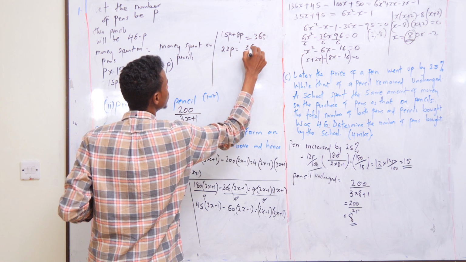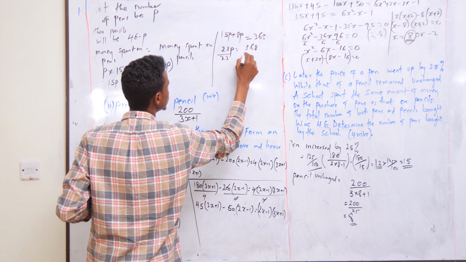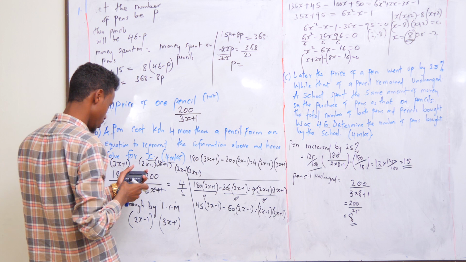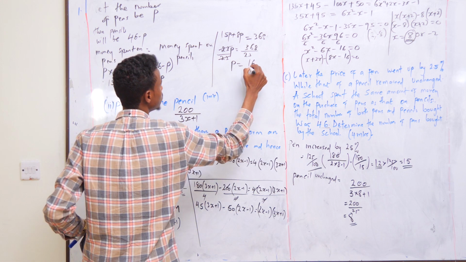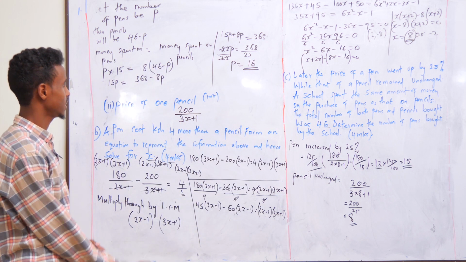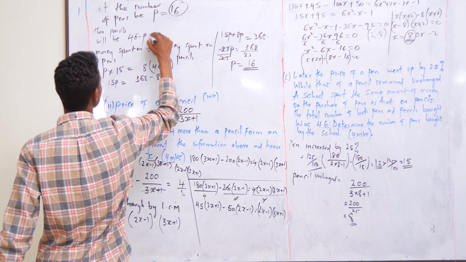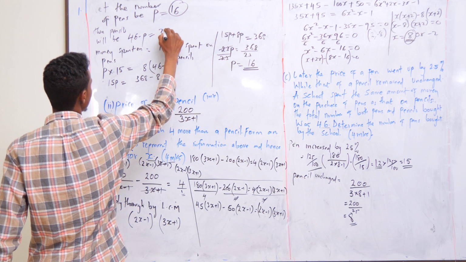15P plus 8P on the other side shall be equal to 368. So 23P equals 368, and P equals 368 divided by 23. Now P, the number of pens sold, was 16. And the number of pencils is 46 minus 16, which is 30.